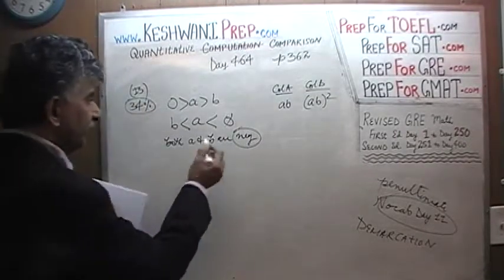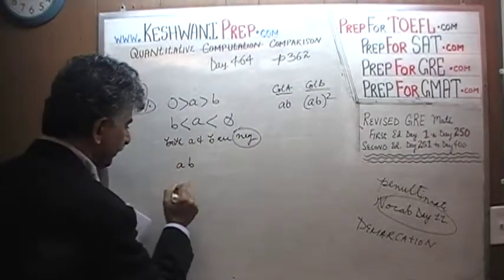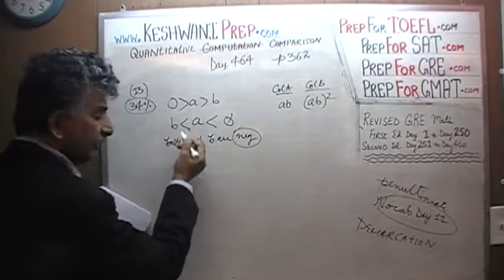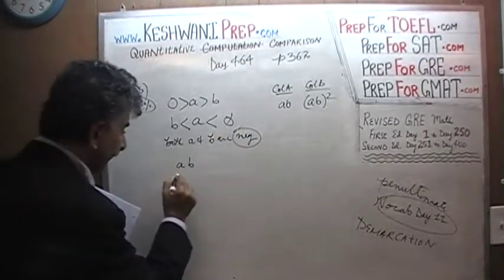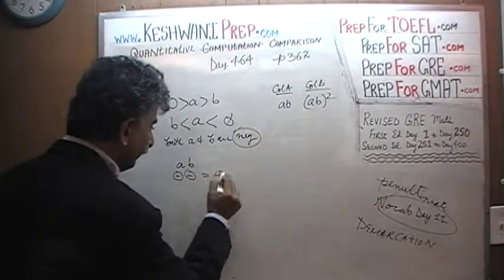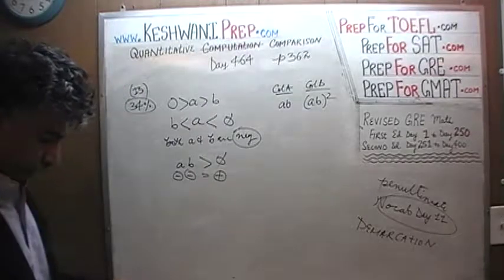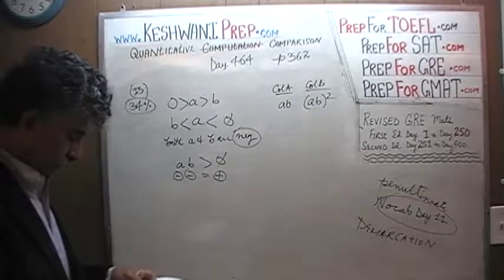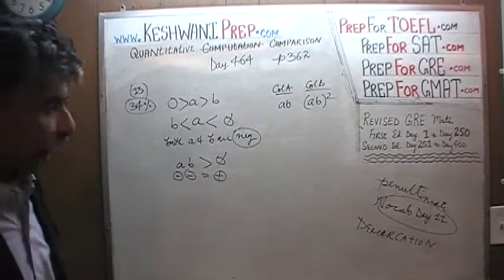Now, given the fact that they are both negative, if you look at A times B, A is negative and B is negative because they are both less than 0. If A is negative and B is negative, then their product would have to be positive. So that's something that we have to keep in mind. Their product is positive.